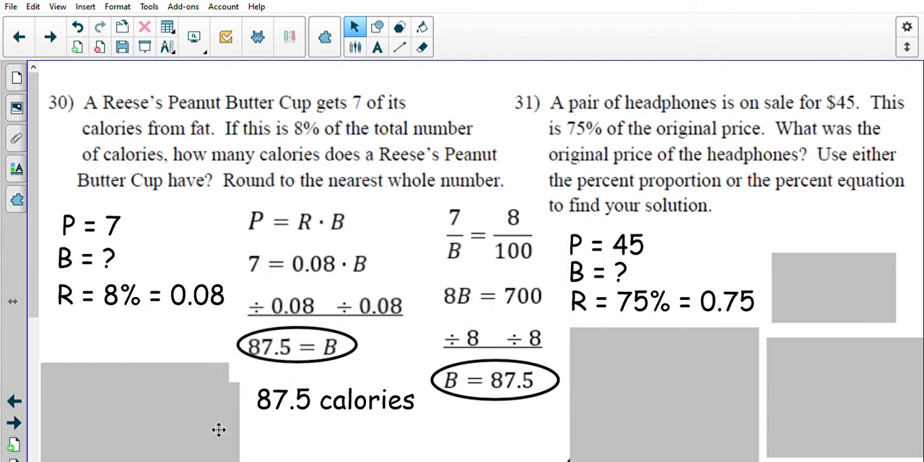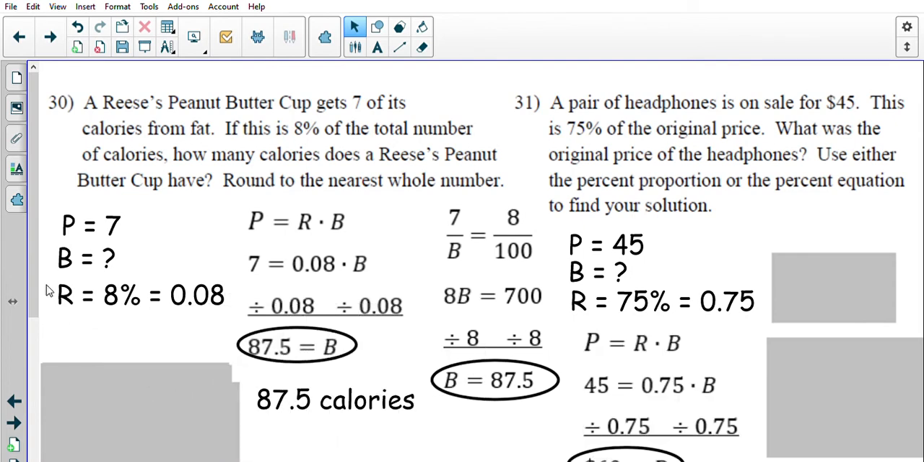So again, P, B, and R, let's represent those. So the part is 45. That's the part you're going to pay out of the total before the discount. R, of course, is 75% or 0.75. And once again, the base is unknown, which is not surprising.